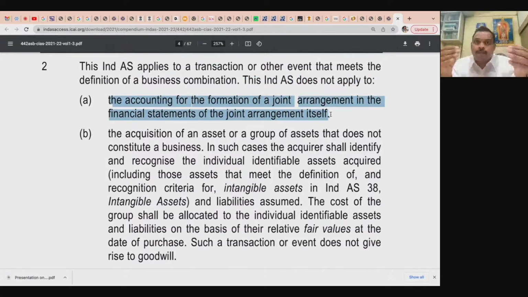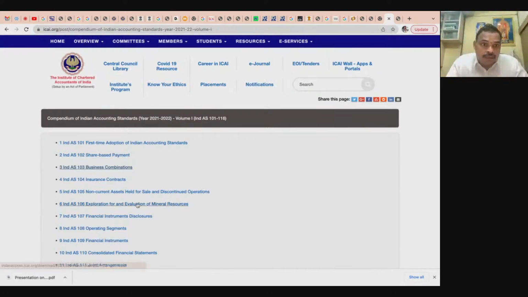Joint arrangement, there is no combination there. They will only have a joint control, because this word joint arrangement will have a terminology called joint control. For example, you have this bank locker. The key of the bank locker is with you. But can you go and open that bank locker with that key? No. Because there will be one more key which will be with the banker. Only when that key is also put, then only you can open. So business combination has a very interesting term. Joint arrangement is different. You have a separate standard for it, Ind AS 111. Please look at this. This is 111, joint arrangement.